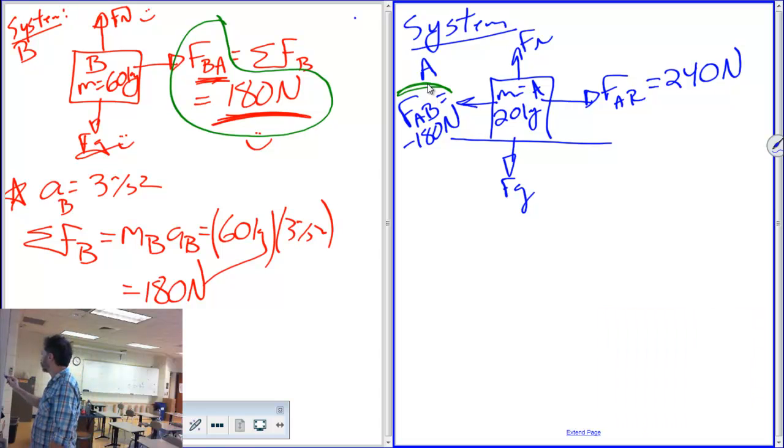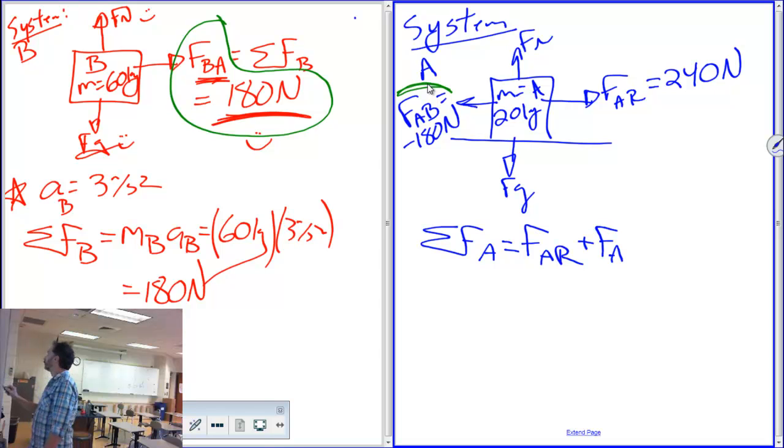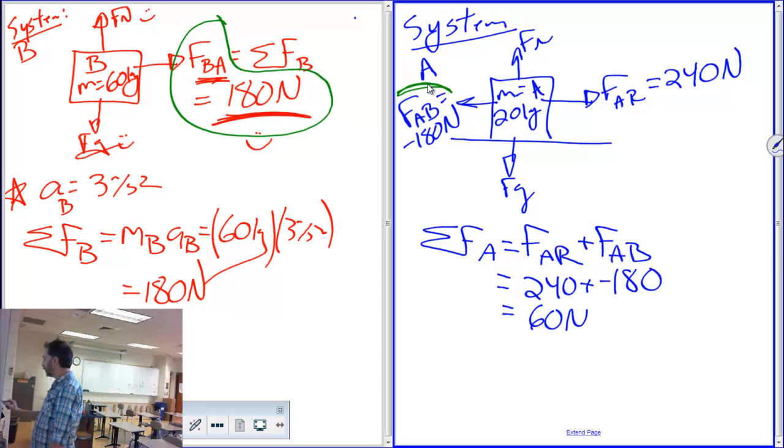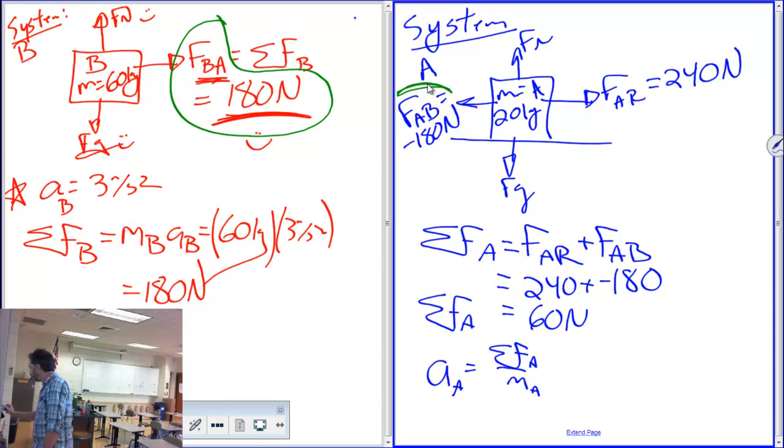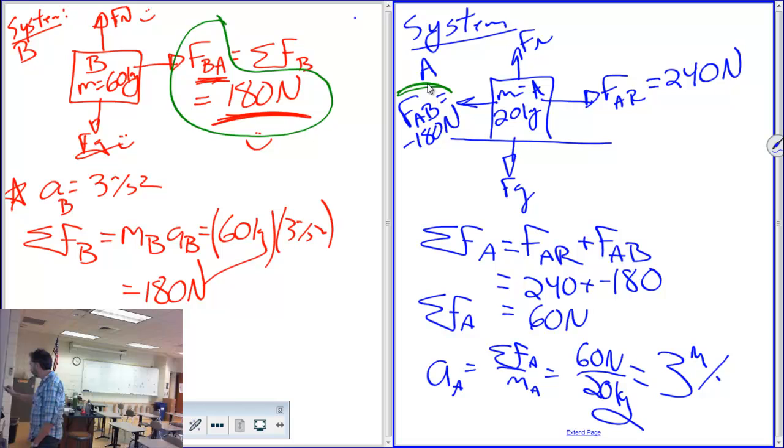So now I think I can find the net force on object A. My gravity and my normal force cancel, so it's the force on A by Roy plus the force on A by B. So that's 240 plus negative 180, which gives me 60 newtons. That's the net force on A. So I can find the acceleration of A by doing net force over mass. Net force is 60 newtons, mass is 20 kilograms. Divide it, and you get 3 meters per second squared. And we're happy, because that's what we got the first time. Everything works out.